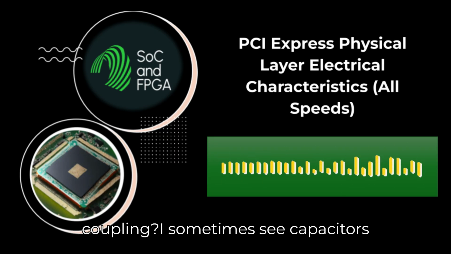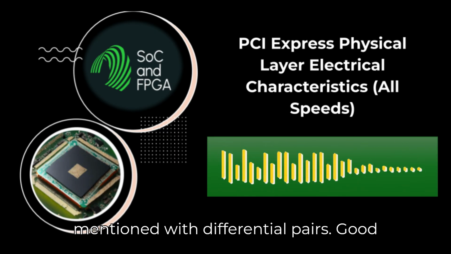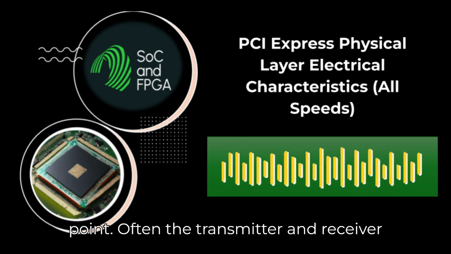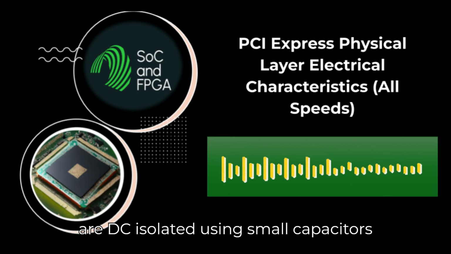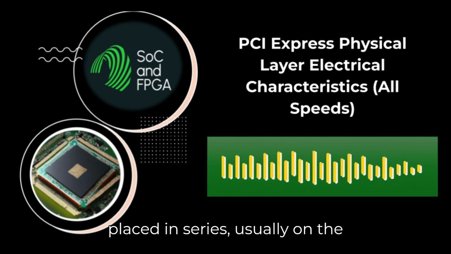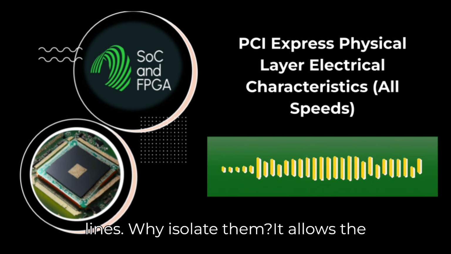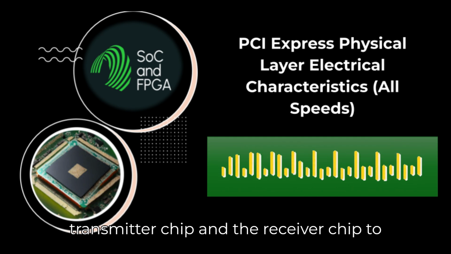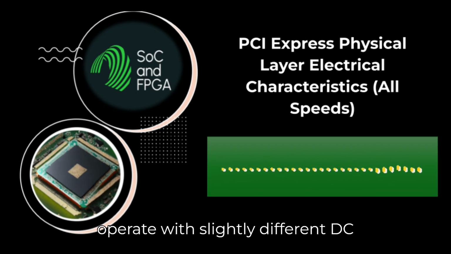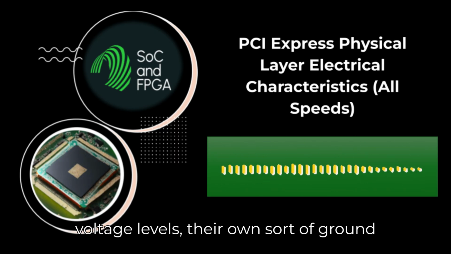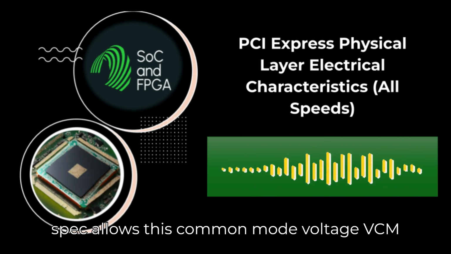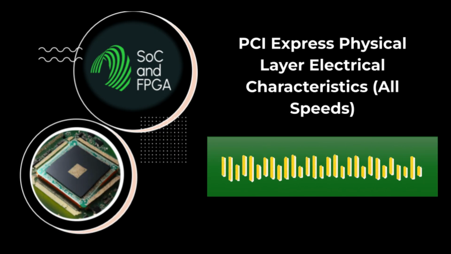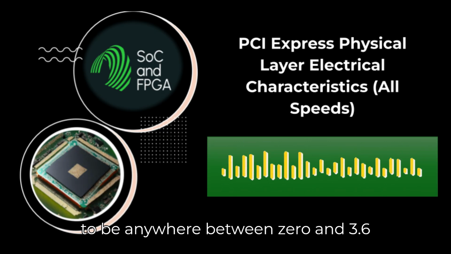What about AC coupling? I sometimes see capacitors mentioned with differential pairs. Good point. Often the transmitter and receiver are DC isolated, using small capacitors placed in series, usually on the transmitter side of the D+ and D- lines. Why isolate them? It allows the transmitter chip and the receiver chip to operate with slightly different DC voltage levels, their own sort of ground reference or common mode voltage. The spec allows this common mode voltage, VCM, to be anywhere between 0 and 3.6 volts.